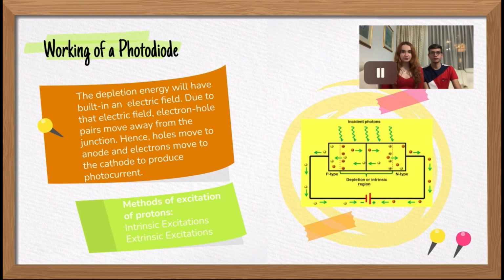Working of a photodiode. The depletion region will have a built-in electric field. Due to that electric field, the electron-hole pairs move away from the junction. Hence, holes move to the anode and electrons move to the cathode to produce photocurrent. Methods of excitation of photons: intrinsic excitation and extrinsic excitation.